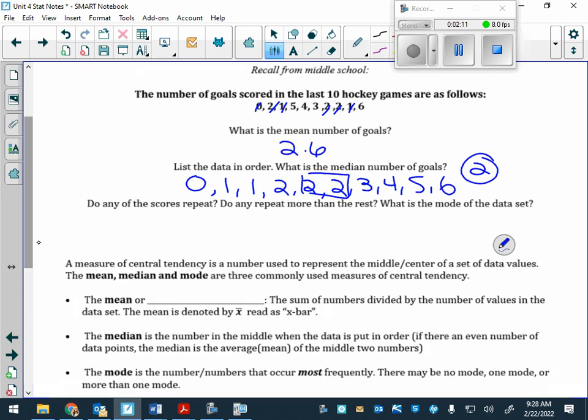Do any of the scores repeat? Yes, which is what? 2. So the mode is 2. Some of the options: you could have no mode, where there's no repeats whatsoever. You could have more than one mode. So if our class, let's just say, had an even amount of 15 and 16, it would have two modes, 15 and 16.